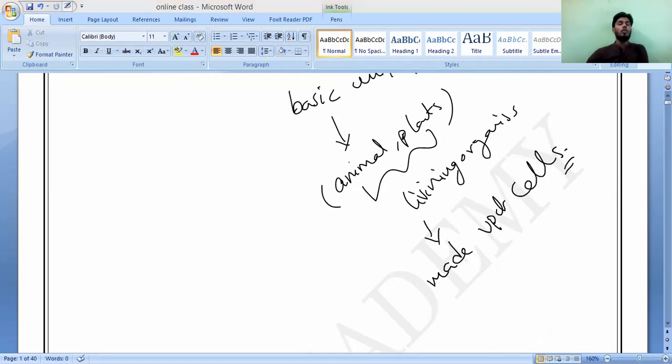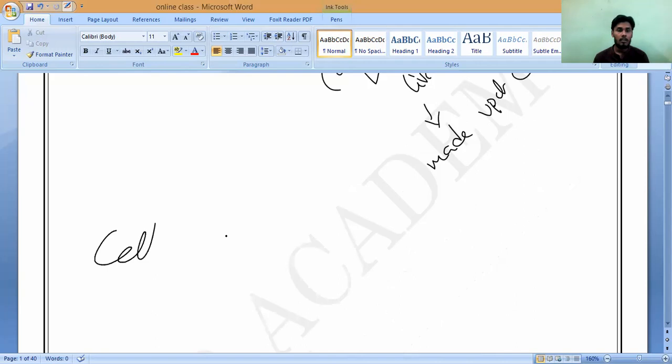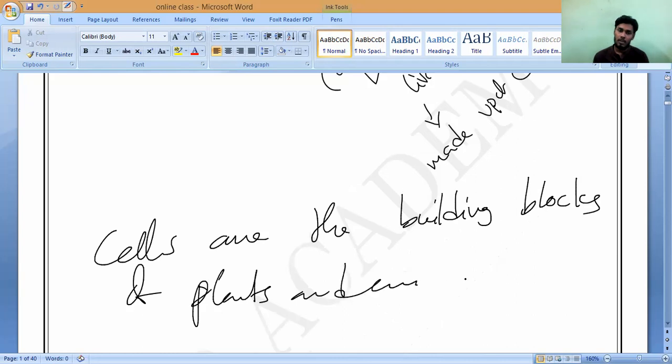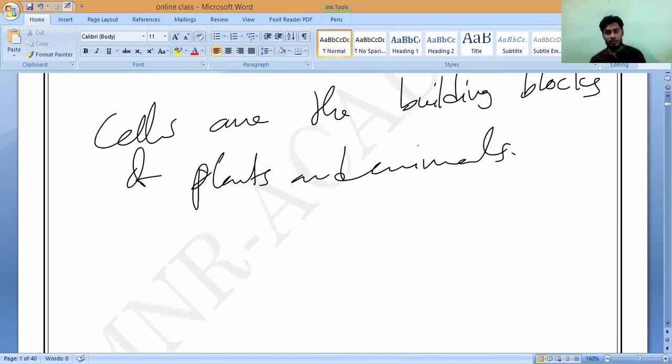Blocks of the. For example, our house is made up of bricks. In the same way, the living organism's body is made up of cells. So that is why we can say cells are the building blocks of plants and animals, because every animal body, every plant body is made up of this same type of cells. Understand?